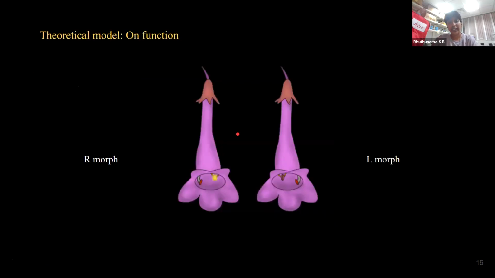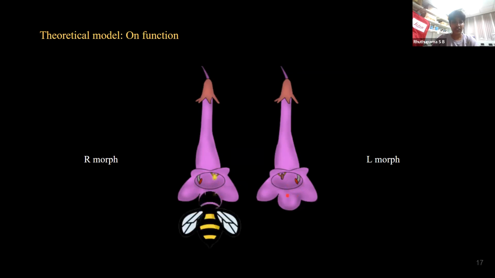There are a few theoretical models on the function of enantiostyly, like why it evolved and what the advantage of enantiostyly is. The theoretical models suggest that they promote pollen transfer between morphs. The assumed mechanism is explained here in this illustration. This one here is an R morph, and this here is an L morph. The one represented in red is the stigma, and the one represented in yellow is the anther. Here the stigma is deflected towards the right side, so this is an R morph, and here it is towards the left side, so this is an L morph.